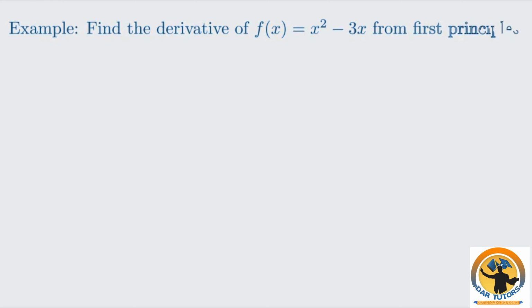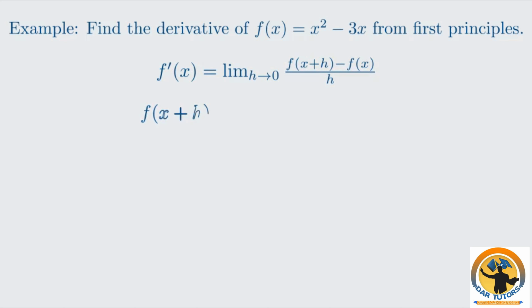Let's try another polynomial example, this time with a quadratic function. We will find the derivative of f of x equals x squared minus 3x from first principles. Again, we start with the definition. f prime of x equals the limit as h approaches 0 of f of x plus h minus f of x all over h. First, let's find f of x plus h. We replace every x in the function with x plus h.